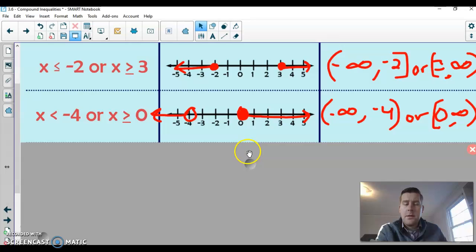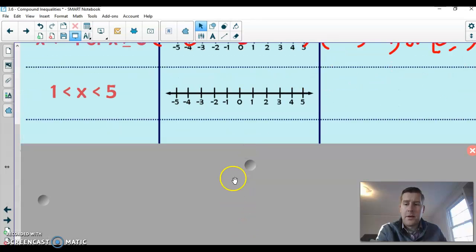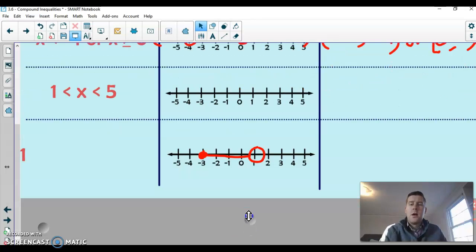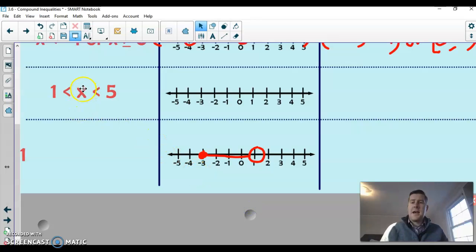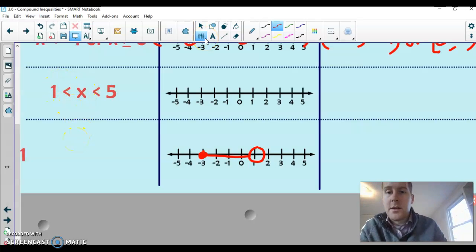All right, next, let's talk about the AND compound inequalities. Okay, so here, our first one says x is greater than 1 and less than 5, or x is between 1 and 5. So again, I would start by graphing that. Okay, so x is greater than 1, not equal to, so open circle at 1, open circle at 5, and it's all the numbers in between there. Okay, essentially saying x is between 1 and 5.